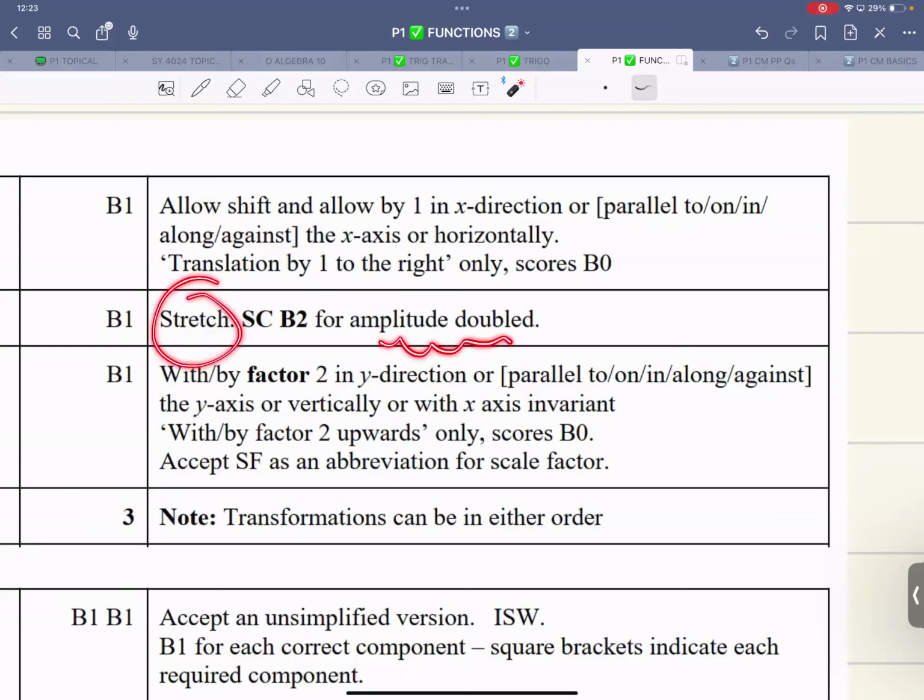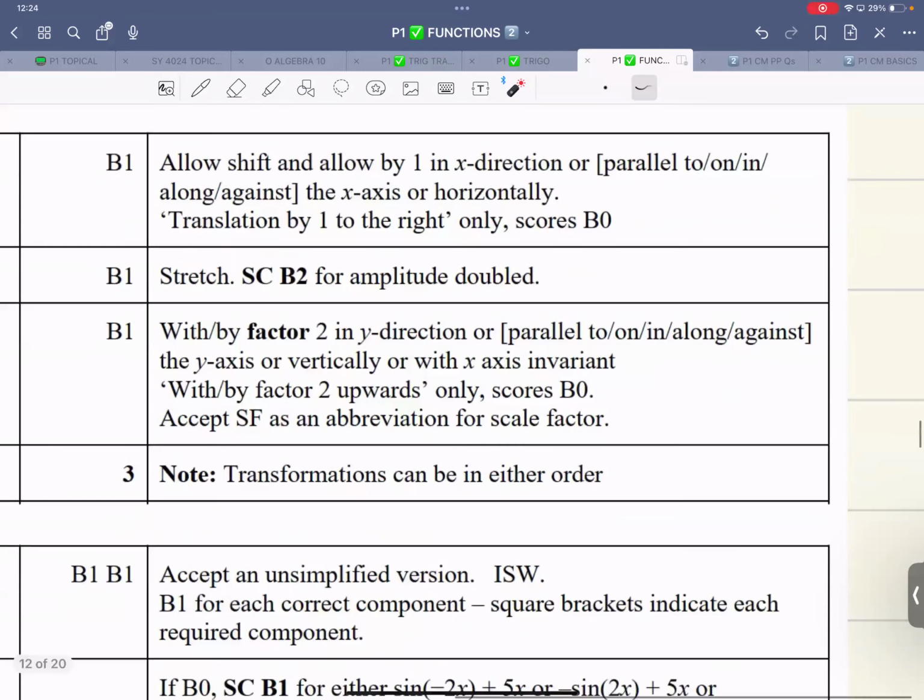The amplitude doubles. The y coordinate is the amplitude. So a stretch with scale factor 2 in the y direction, parallel to or along the y axis, vertically. Do not use the word variation; that is the terminology of O-level math for transformation. A stretch with scale factor 2 upwards only scores 0 marks. So along the x-axis, along the y-axis, that should be mentioned. The factor should be mentioned. Column vectors, translation vectors should be specifically mentioned. They accept SF as an abbreviation for scale factor. Note transformation can be in either order.